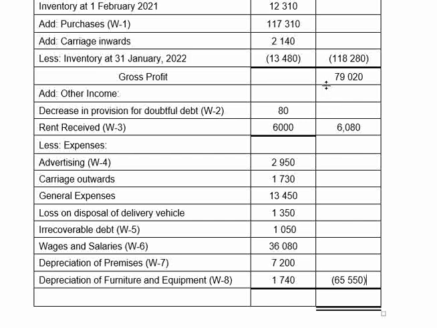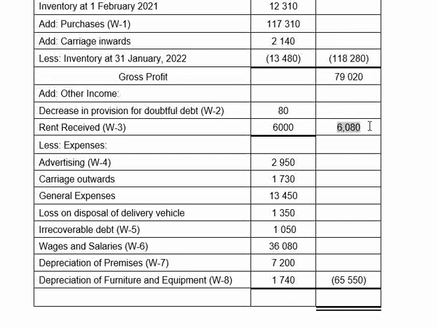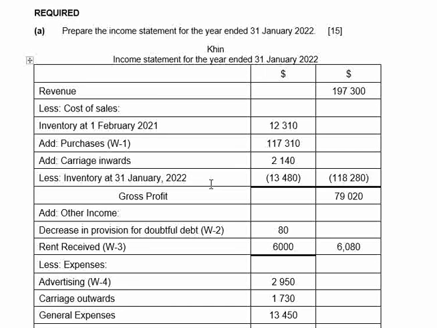So the total expenses are this. And then finally what you will do, this is your gross profit. You will add this other income in it and you will subtract these total expenses from it. So you will get 19. So this is our profit for the year. Done. So we have completed this question. The requirement was to make an income statement that is of 15 marks.